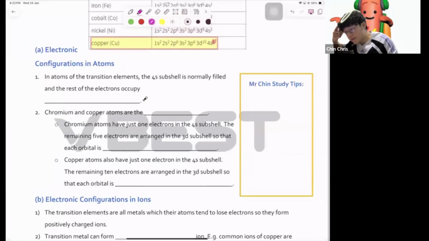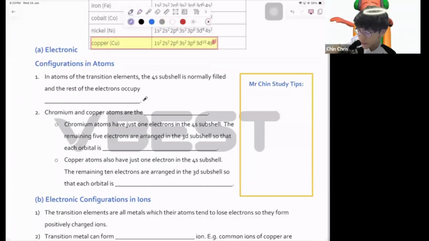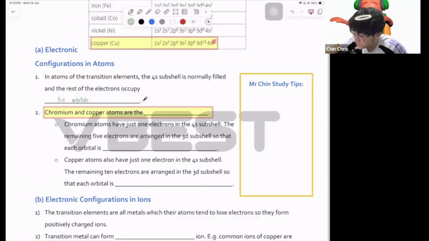All right, guys. Now you see, in atoms of the transition elements, the 4s subshell is normally filled, and the rest of the electrons occupy 3d. So remember, when you fill, you fill 4s before 3d. You have two exceptions. Chromium and copper are the only exceptions here. That's it.